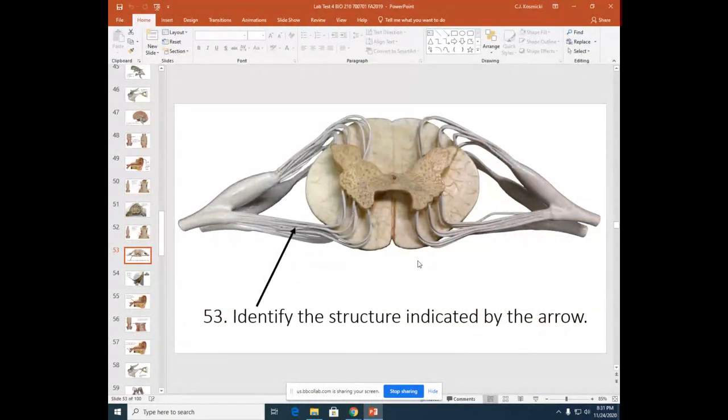Take a close look, see what this structure is, where it's pointing to. We've talked about it numerous times. What are we looking at? You can use anterior roots or ventral roots. But what type of neuron travels in there? Motor neurons, yep. No sensory, only motor.